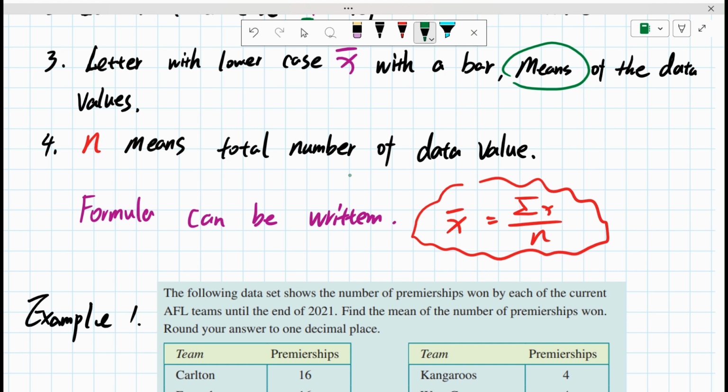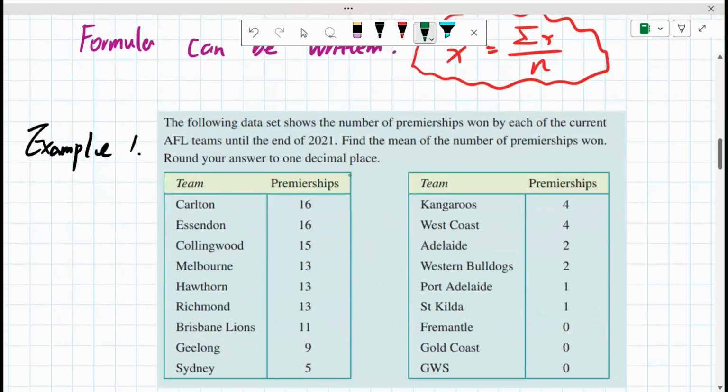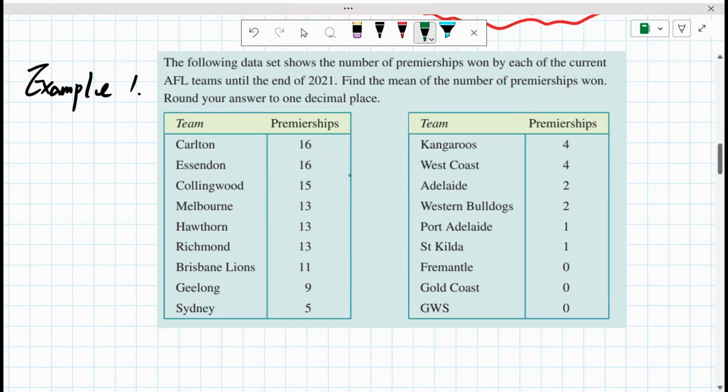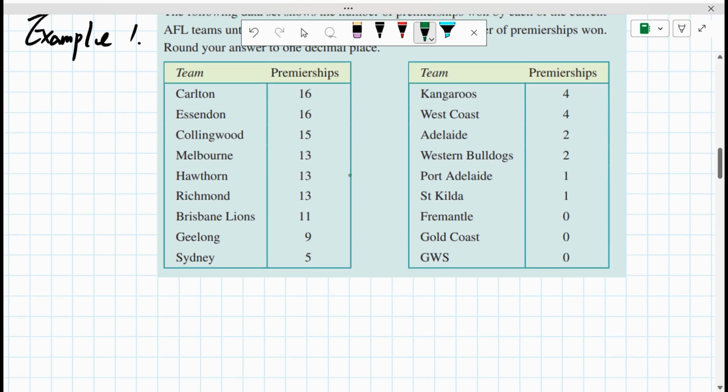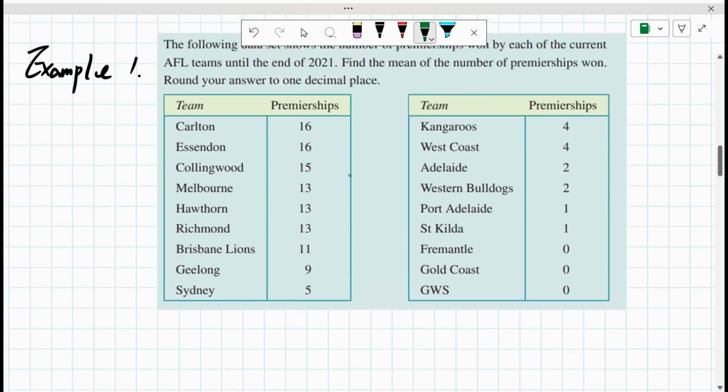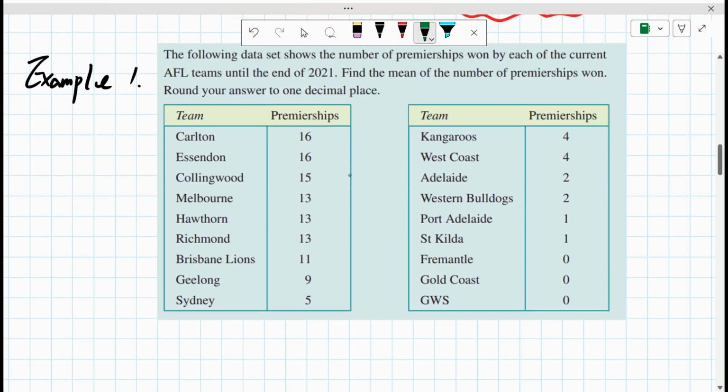There you go. Here are two tables about the premierships won by each of the current AFL teams at the end of 2021. Find the mean number of premierships won, and round your answer to one decimal place. Now you're going to use something called the CAS calculator. I will show you during class as well how we are going to use it.